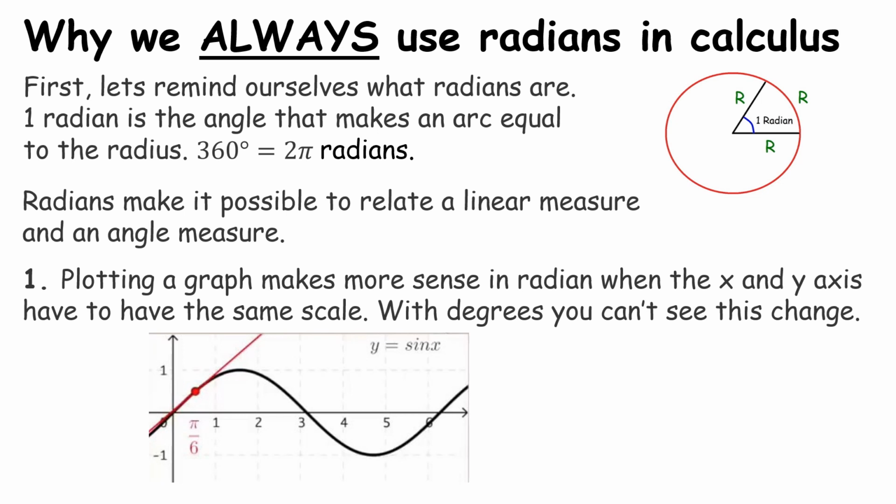Pi is 3.14, so 2 times 3.14, we're talking just over 6. So you can see in this graph, just after 6, the function has done its full rotation. So it's much easier to see what's going on. We get a much better sense of it. So that's reasoning number 1: radians make more sense when we're graphing on the same scale.